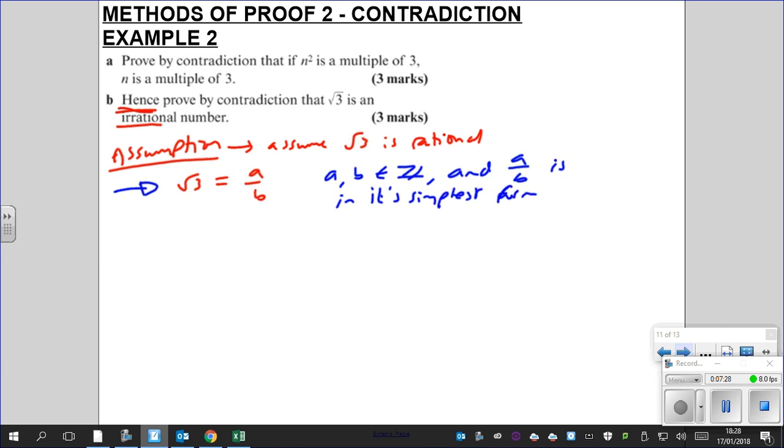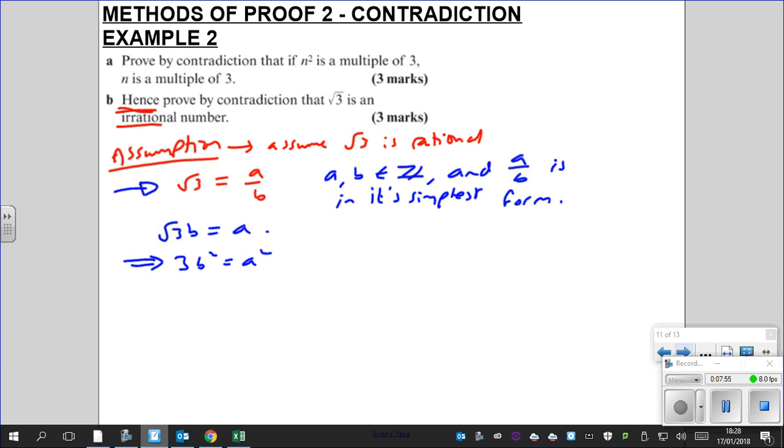Like 2 over 4 is obviously the same as a half. So it must break down, so it can't lower down any more than that. It's a rational number, right? So how do we prove this by contradiction? Well, if we square both sides, root 3 squared is 3, so 3 b squared is a squared, you see?